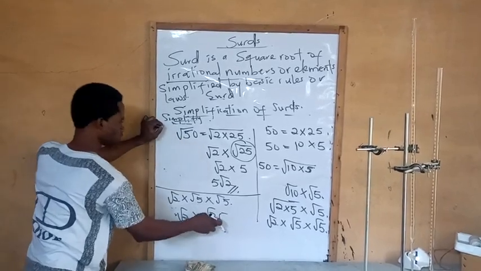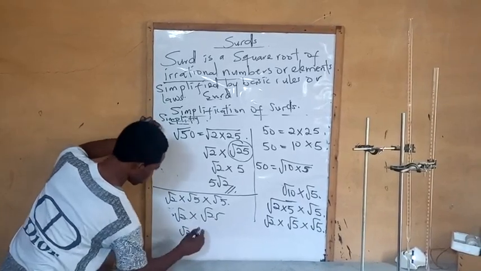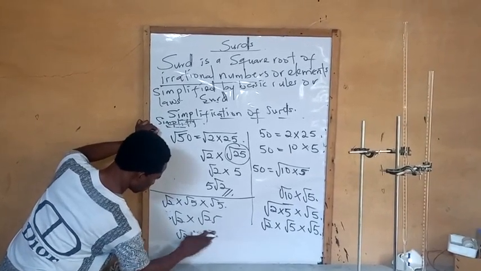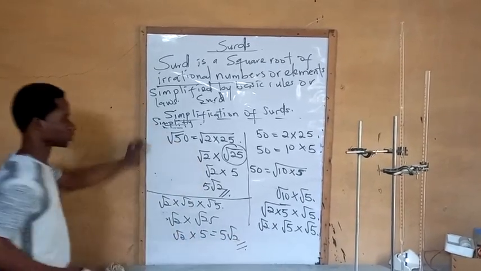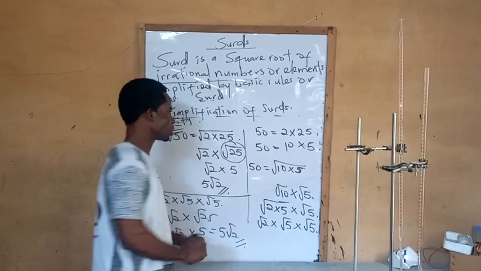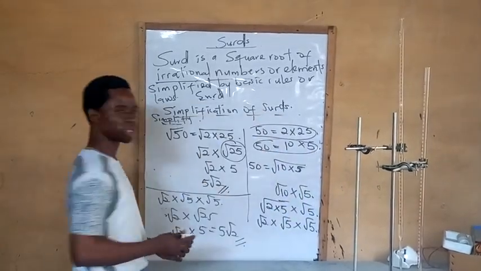And root 25 is what? It is 5. And that is root 2 times 5. So that is 5 root 2. So we can use this and we can also use this. It will work.